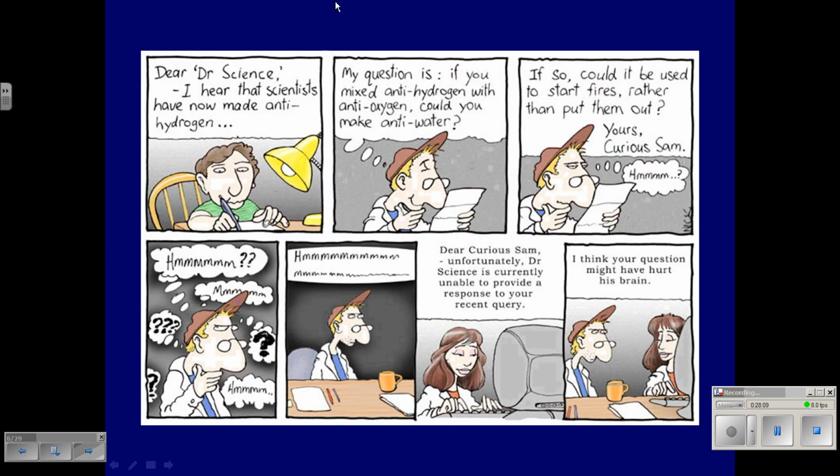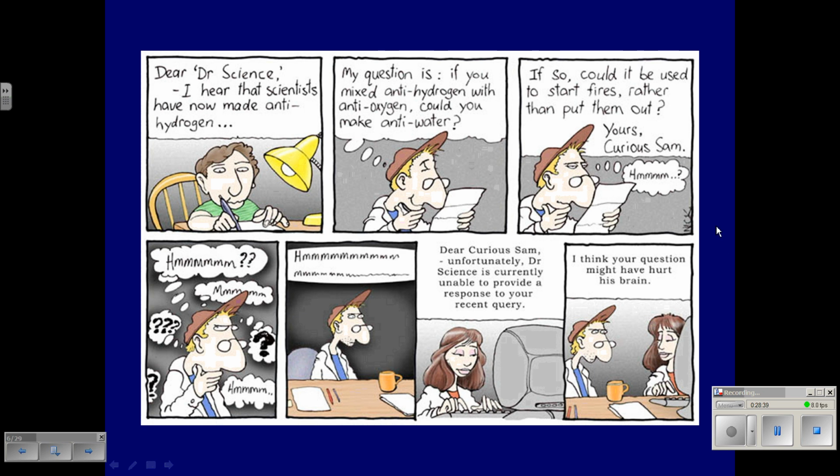Anyway, here we've got a little silly joke. I hear that scientists have now made anti-hydrogen. My question is, if you mixed anti-hydrogen with anti-oxygen, could you make anti-water? And in theory, you could. And if so, could it be used to start fires rather than put them out? And the scientist thinks. And it says, Dear Curious Sam, unfortunately, Dr. Science is unable to provide you with a response to your recent query. I think your question may have hurt his brain. All right, you may now giggle slightly.